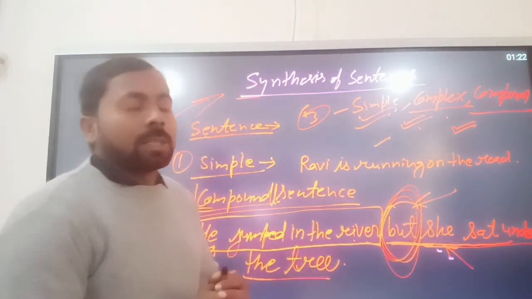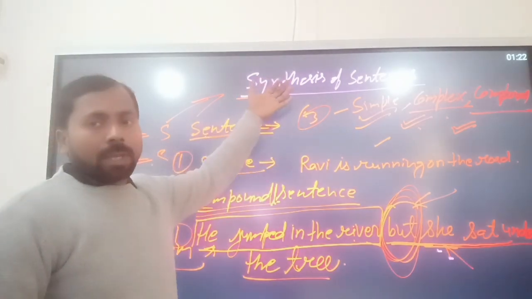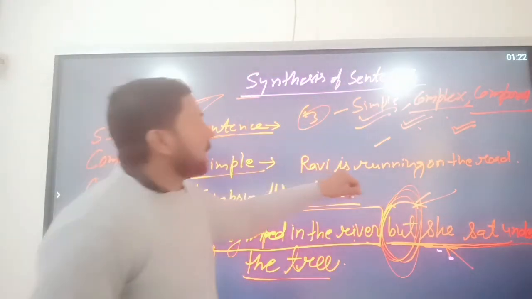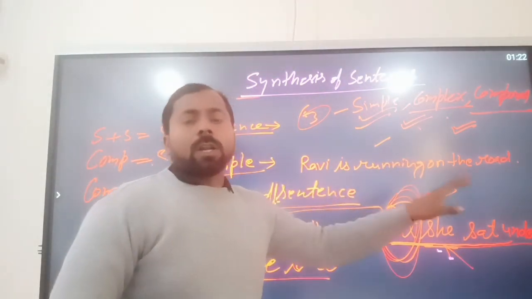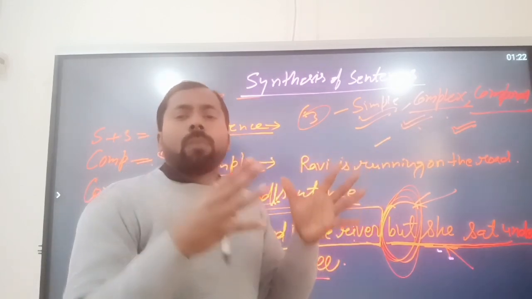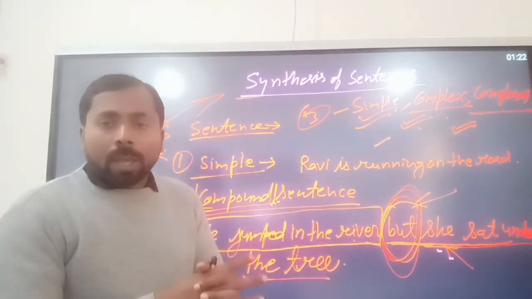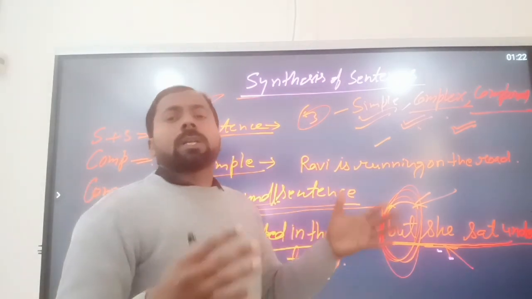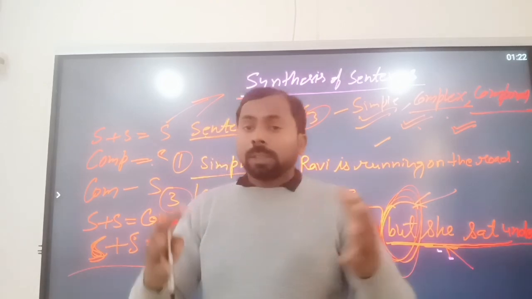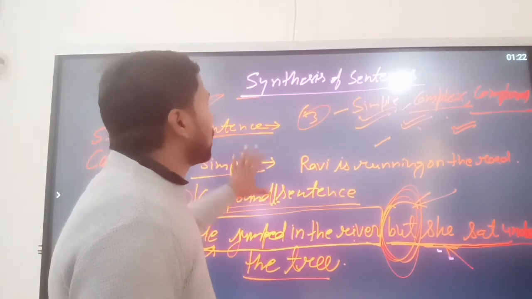And we can make these sentences with the help of synthesis. How can we change them? For example, two simple sentences like "Ravi is running on the road" and "Ravi is playing in the field." These simple sentences combine into one complex sentence, or two simple sentences combine into one compound sentence. And not only can we change them into complex and compound sentences, complex and compound sentences can also be converted into simple sentences. So it is a simple process.